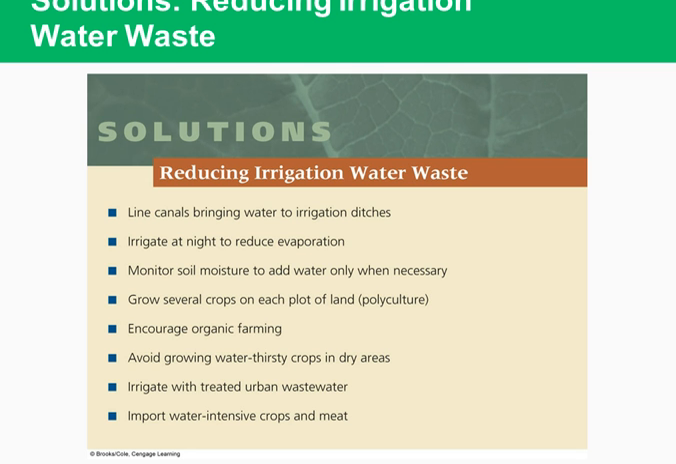Solutions: reducing irrigation water waste. Okay, so line the canals, bringing water to irrigation ditches so that the water doesn't go down and infiltrate and percolate down to the groundwater. Irrigate at night to reduce evaporation. Monitor soil and add water only when necessary. Grow several crops on each plot. Encourage organic farming. Avoid growing water-thirsty crops in dry areas.